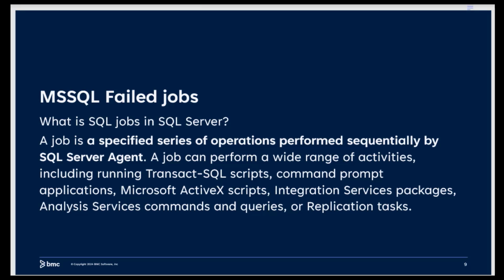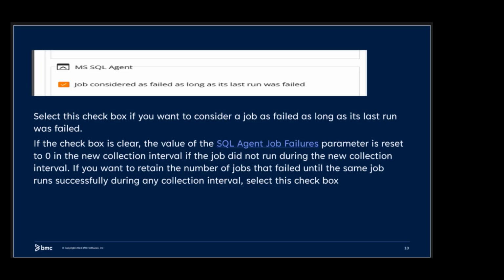What is fail job? A job is a specific series of operations performed sequentially by SQL Server agent. A job can perform a wide range of activities, including running transact SQL scripts, command prompt application, Microsoft ActiveX scripts, integration service packages, analysis service commands and queries, or replication tasks. So it is very much important for an organization to monitor the status of failed job. Now, we can see the demo for failed job monitoring. For that, let's proceed to the BHOM console.